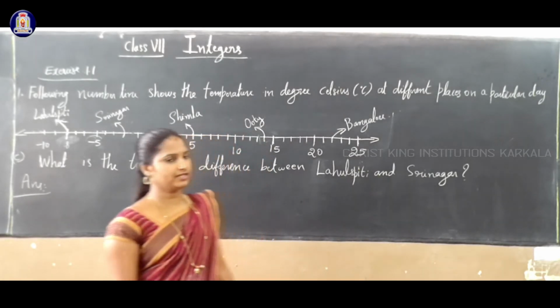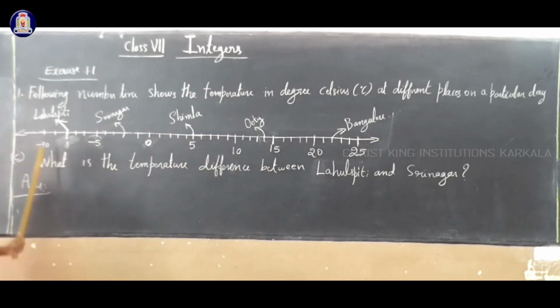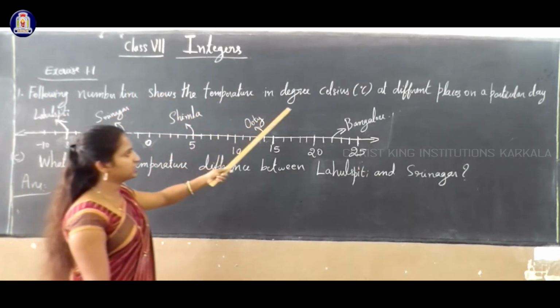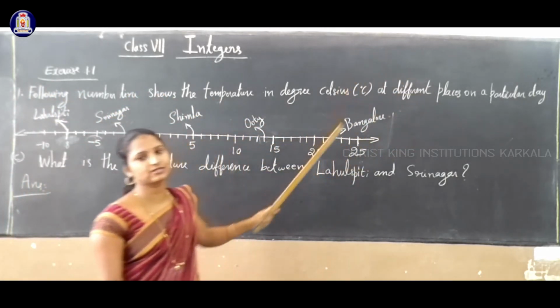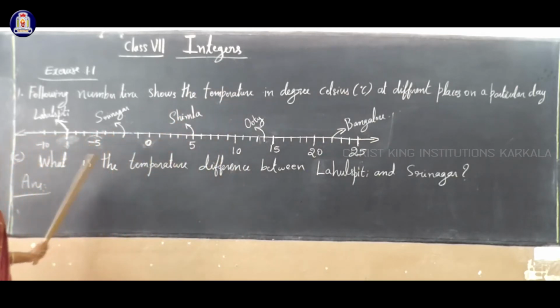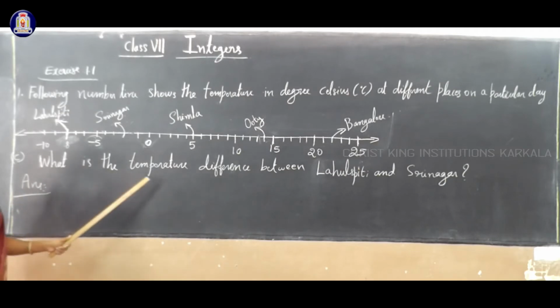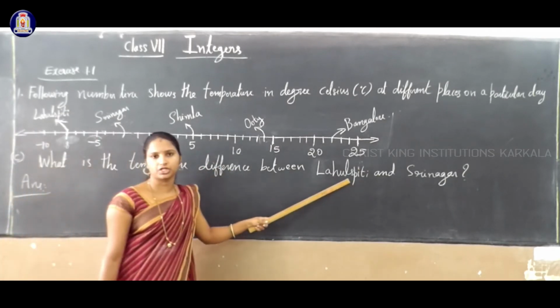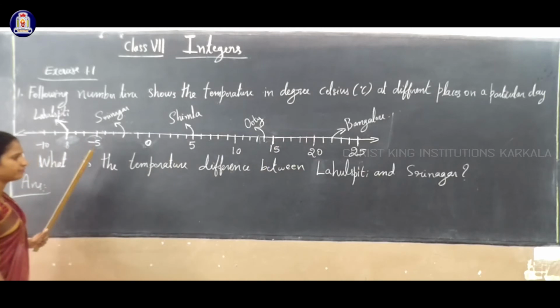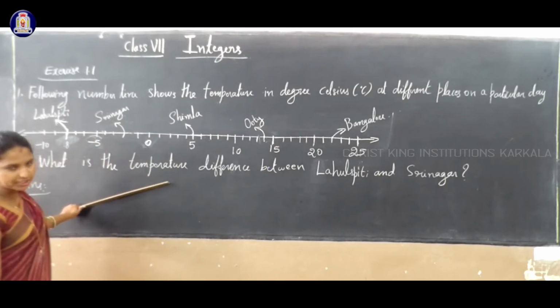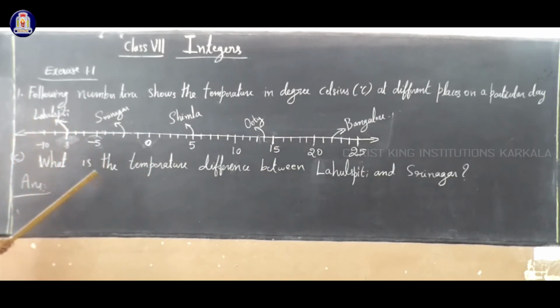Okay, see here, next sub-question, the third one. The question is the same. The following number line shows the temperature in degree Celsius at different places on a particular day. Now in this third question: what is the temperature difference between Lahaul Spiti and Srinagar? So you have to find the difference between Lahaul Spiti and Srinagar. First consider the Lahaul Spiti temperature, then write Srinagar. Clear?